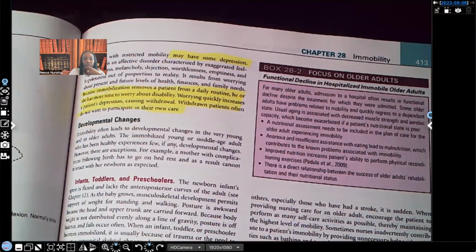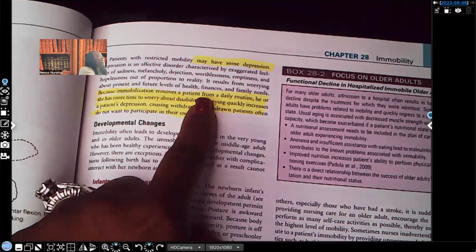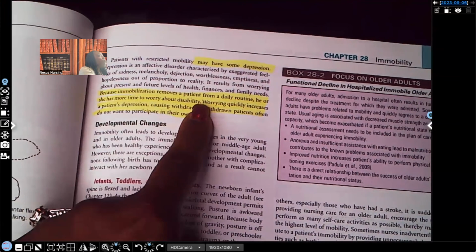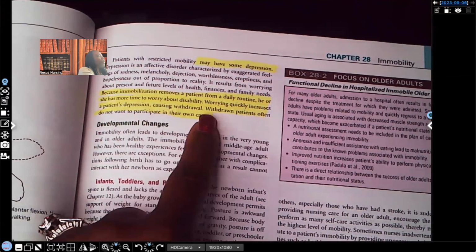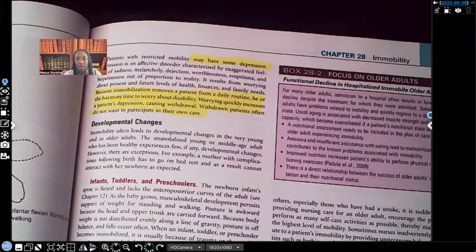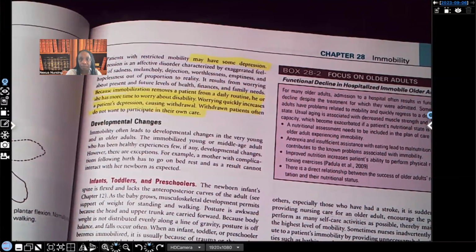Some patients may have depression. Think about if you were stuck to a bed 24/7, how would you feel? Because immobilization removes a patient from a daily routine, he or she has more time to worry about disability. Worrying quickly increases the patient's depression, causing withdrawal. Withdrawn patients often do not want to participate in their own care. And let me tell you something, when it comes to nursing, you want the patient to do as much for themselves as possible. If you don't use it, you lose it.